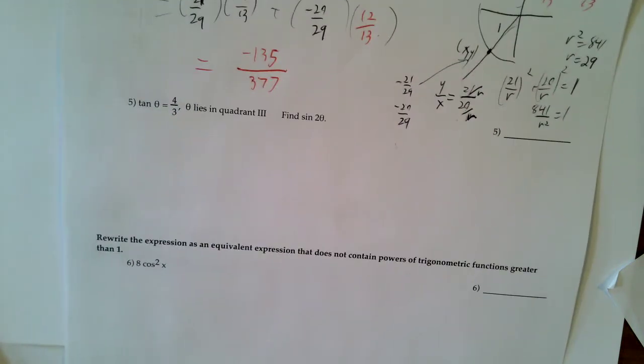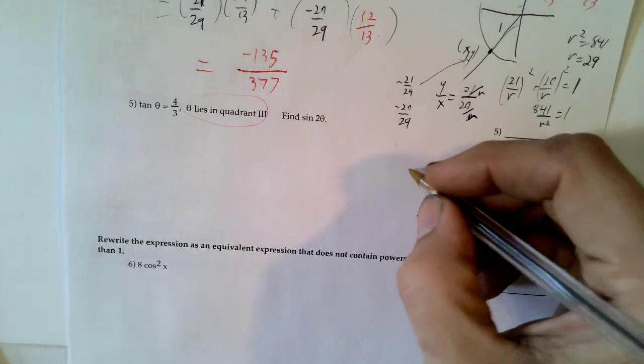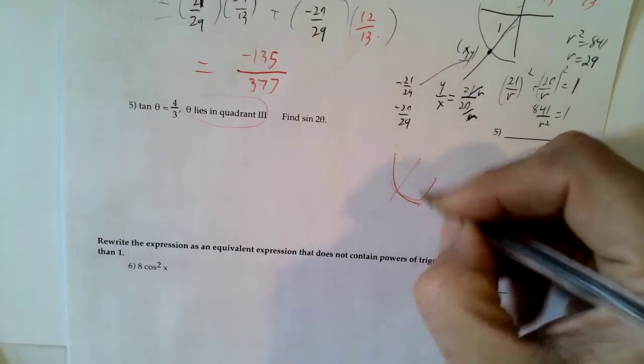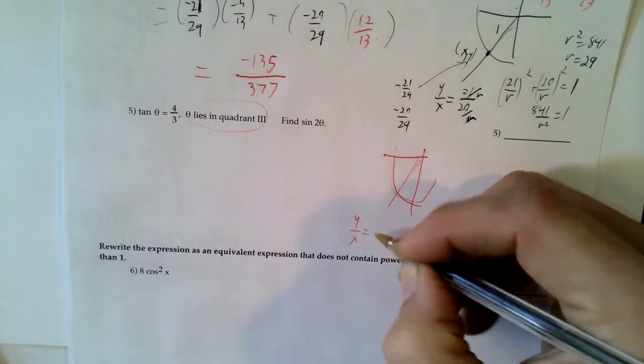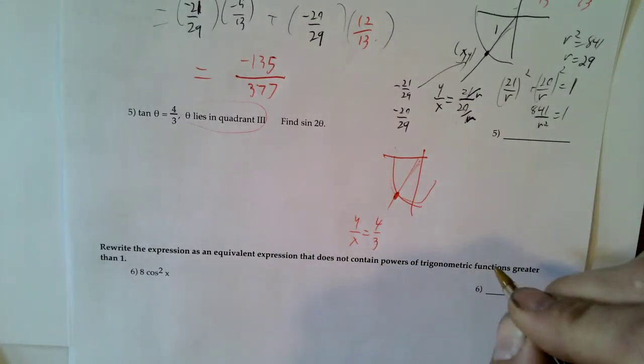Quickly, this is the same thing, but in a much simpler situation. If tangent is 4/3, beta lies in quadrant 3. That means you got a slope of 4/3 down here in this third quadrant again. Y over x is 4/3. And we're trying to find the x and y. We go there.